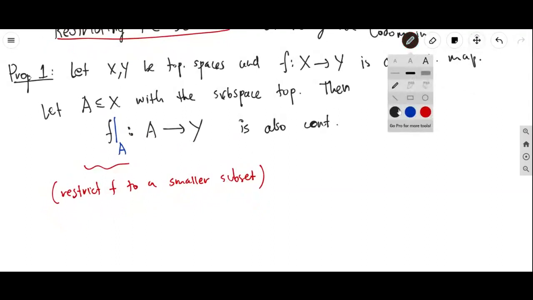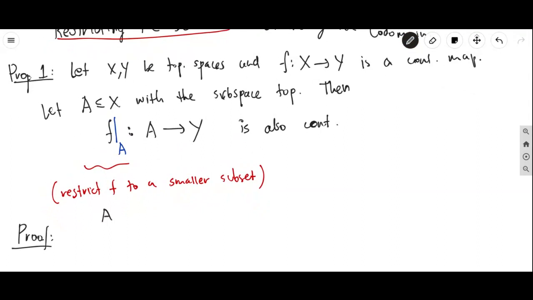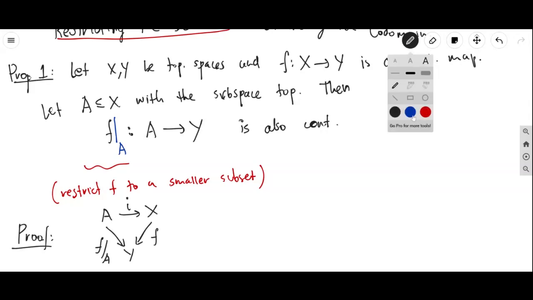And the proof of this is actually a one-liner proof. Here's the picture. We have A going to X by the inclusion mapping, and then X goes to Y by the function, and then the restriction, this is F restricted to A. The inclusion is continuous, and the function is continuous by assumption.